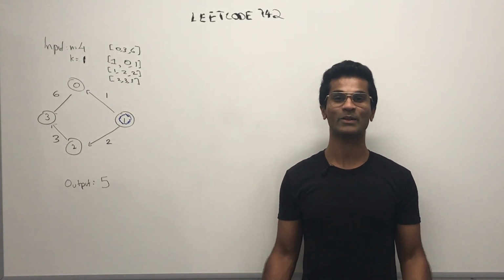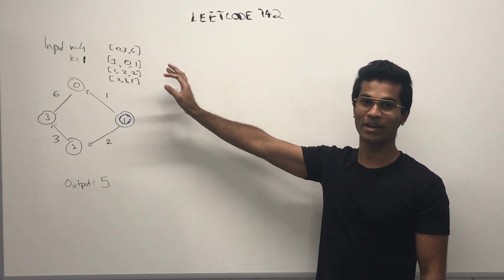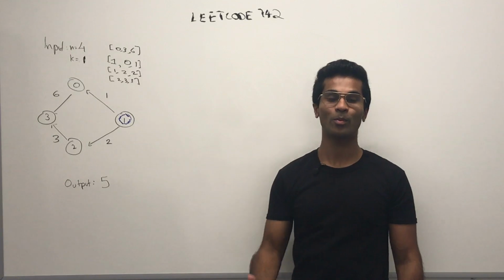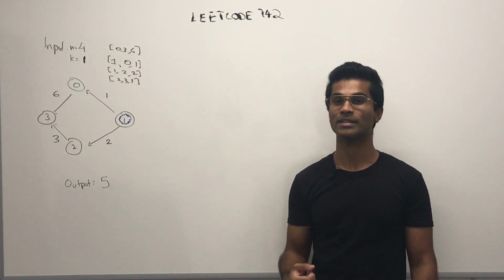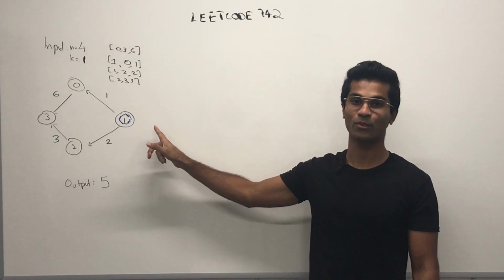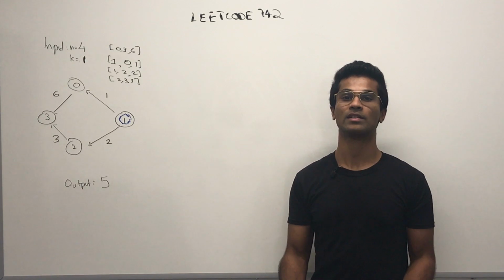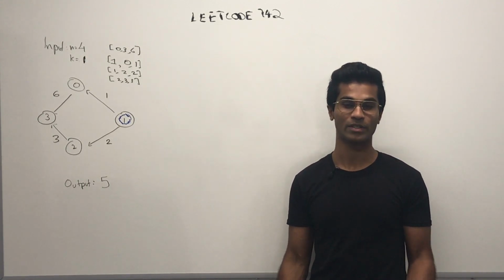Okay, let's look at the input and the output. The input is two integers and a 2D array of int. Now this represents the edges in our DAG. The output is also going to be an integer, which represents the total amount of time it takes to go from the origin node k is equal to 1 to all the nodes we can possibly visit. Of course we want this in the shortest amount of time, so we're going to take the shortest path every time we visit a node.